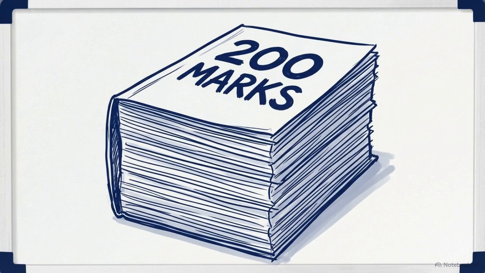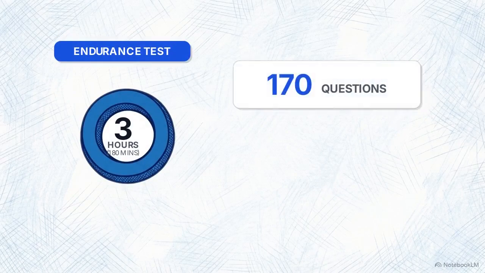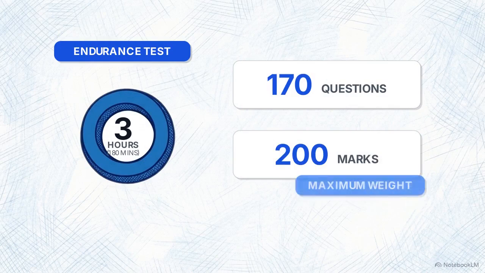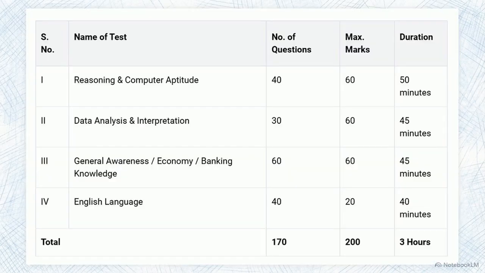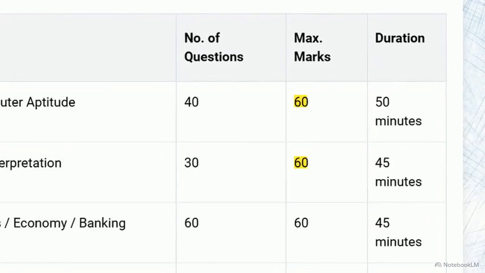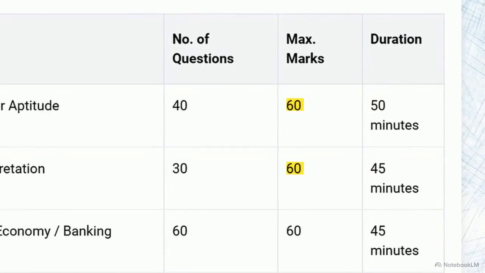Phase 2 is the mains objective test, the primary scoring stage that determines your final standing. This round is a 3-hour block, requiring you to attempt 170 questions for a total of 200 marks. As shown in this chart, the heaviest point values are concentrated in reasoning and computer aptitude, as well as data analysis and interpretation. These 2 specific sections carry the highest weights in the objective portion.